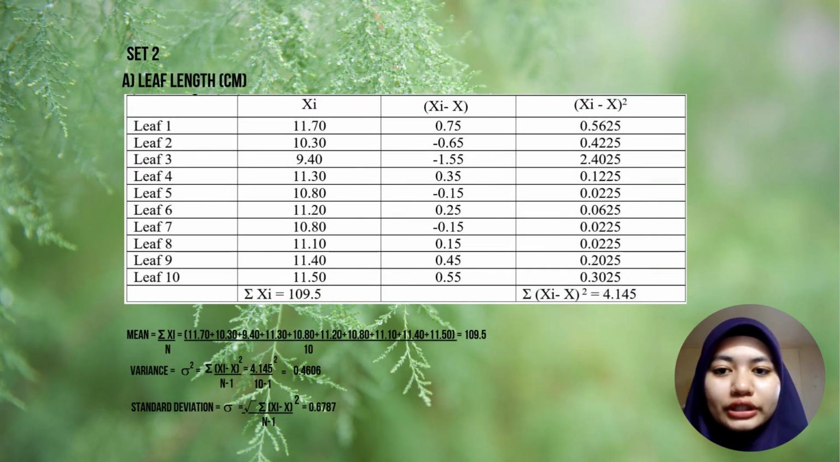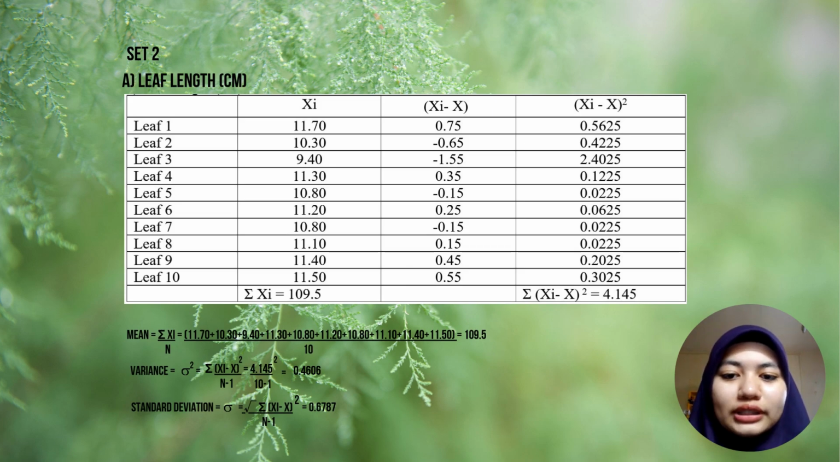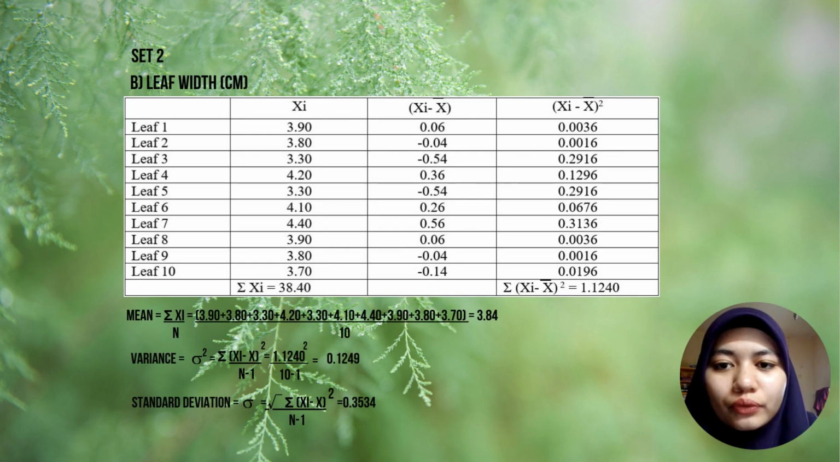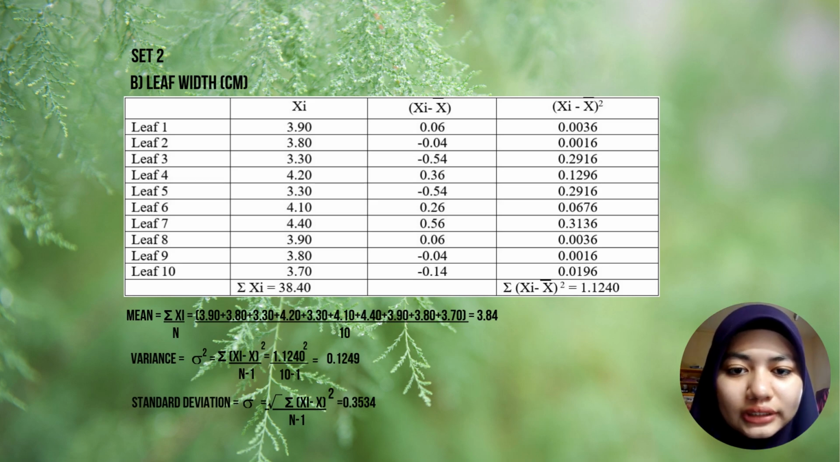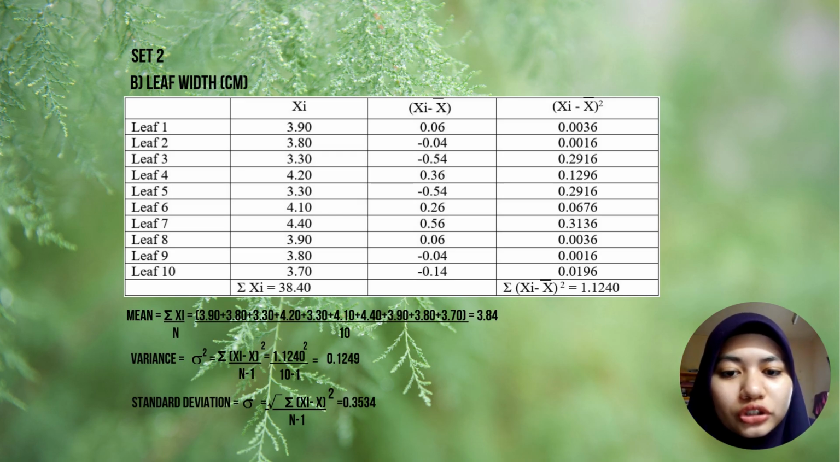For set 2, the leaf length, the mean is 109.5, the variance is 0.4606, and the standard deviation is 0.6784. Meanwhile, for the leaf width, the mean is 3.84, the variance is 0.1249, and the standard deviation is 0.3534.